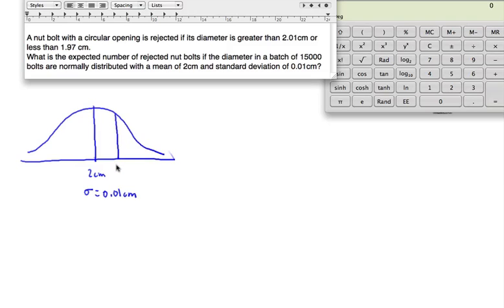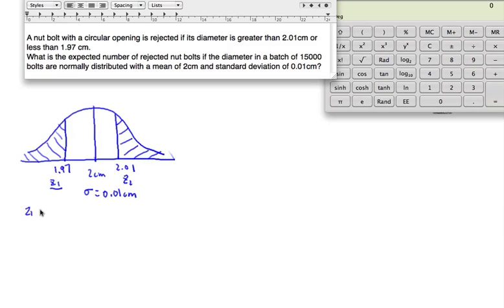So I'll just note that as 2.01. And also when the diameter is less than 1.97 centimeters. So what we need to do first is determine the probability when the diameter is less than 1.97 and also the probability when the diameter is greater than 2.01. So I'm going to say that we need to determine what Z1 needs to be and also what Z2 needs to be.